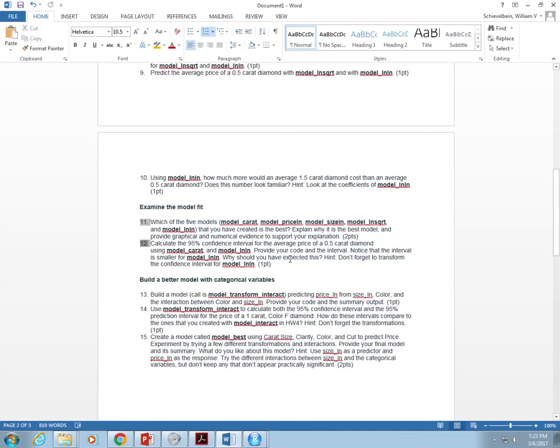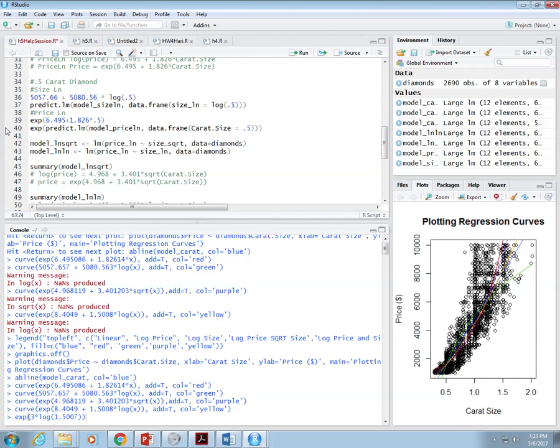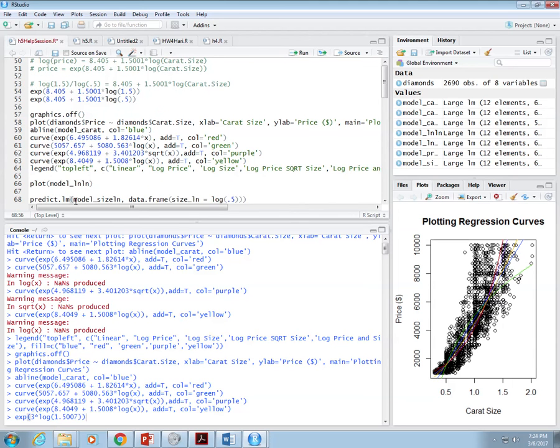Calculate a 95% confidence interval for the average price of a 0.5 using model caret and model ln. So to do those confidence intervals, again, you probably want to use predict, and this one's the ln. Wait, no, I don't have ln. So I'm going to copy this code here. And what you want to do is predict the linear model, and you want to use the ln as your model, and make sure you're plugging in size ln as your variable. And we are doing a confidence or a prediction, I forget. Someone tell me. It's confidence.